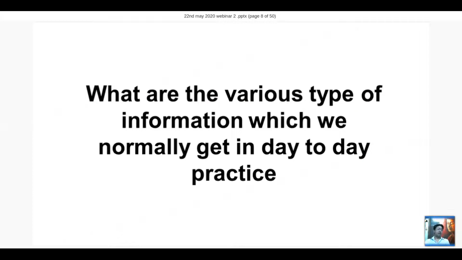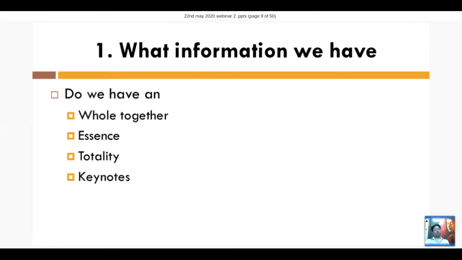So to start with, first we should know what type of information we normally get in day-to-day practice, right? What are the types of information whenever a patient comes to us? What type of information does he give us when we take his case? There are a few types of information which we normally get. Sometimes we get the whole together.